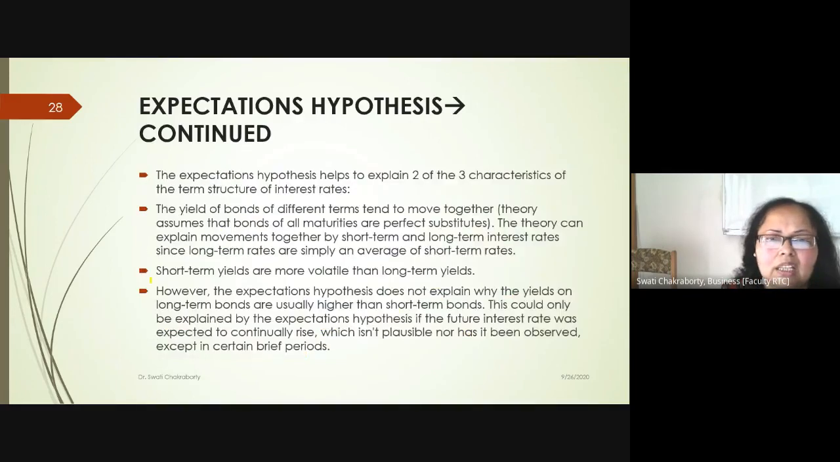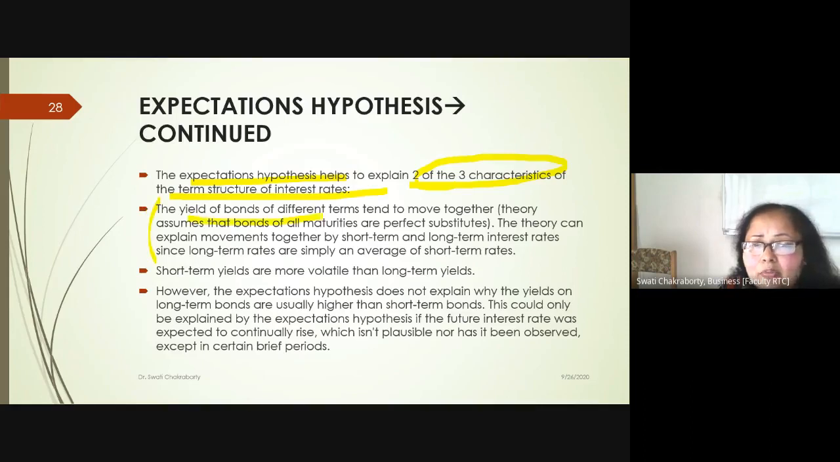And the expectation hypothesis helps to explain two of the three characteristics of the term structure of interest rates. The first is that the yields of bonds of different terms tend to move together. Why? Because the theory says that bonds of all maturities are perfect substitutes, and so it can explain the movement together of short-term and long-term interest rates, since long-term interest rates are simply an average of short-term interest rates. So they tend to move together.